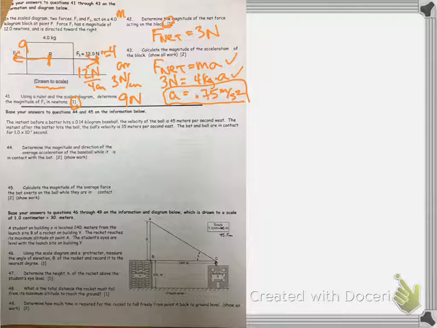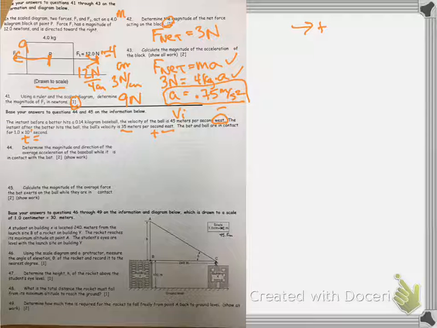The instant before a batter hits a 0.14 kilogram baseball, the velocity of the ball is 45 meters per second west. That's important. This is V initial. The instant after the bat hits the ball, so this is going to be final, the velocity is 35 meters per second east. We have to decide which is positive and which is negative. I'm going to make east positive and west negative. Usually we do that. The right is positive. The bat and the ball are in contact for 1 times 10 to the negative 2 seconds, so this is the time.